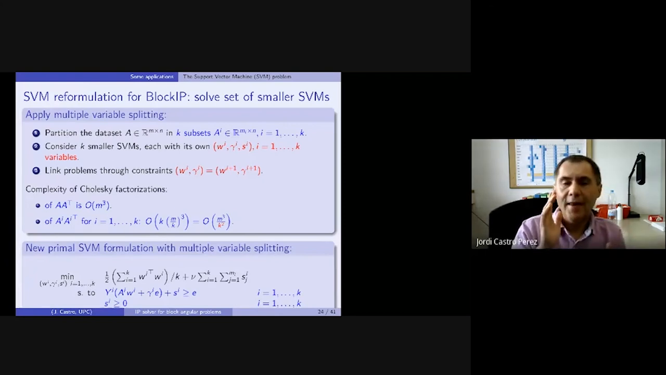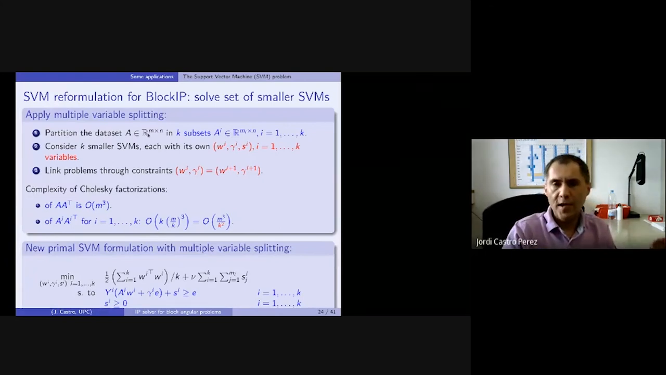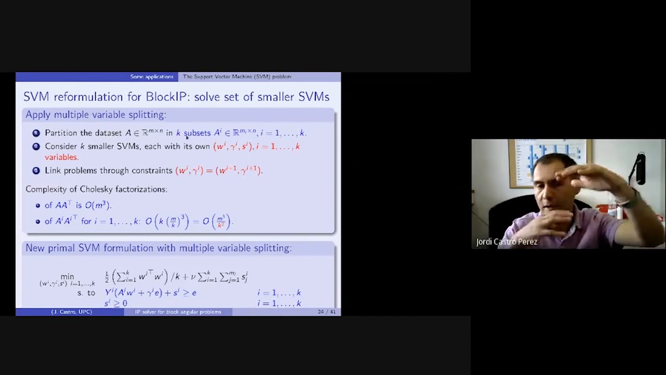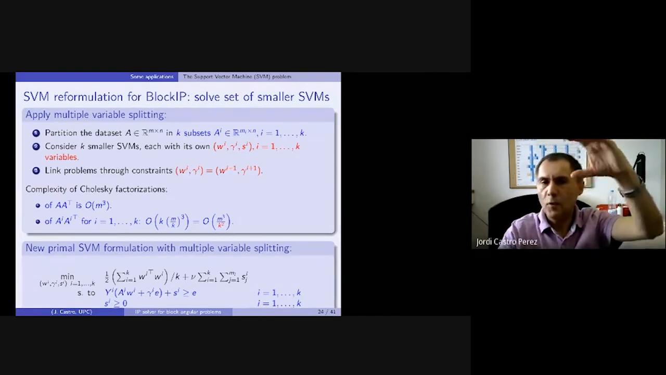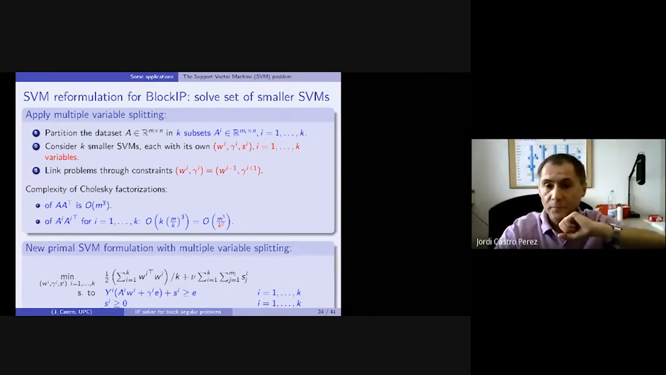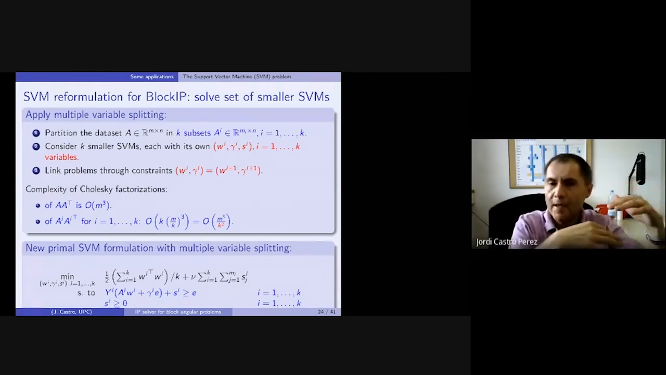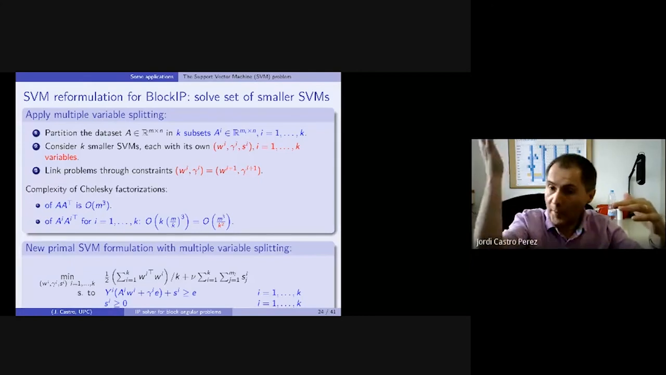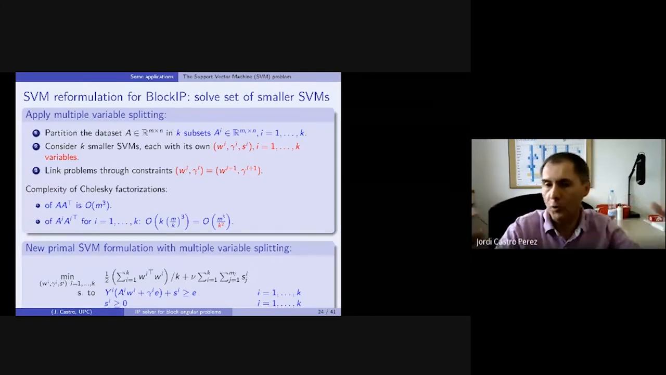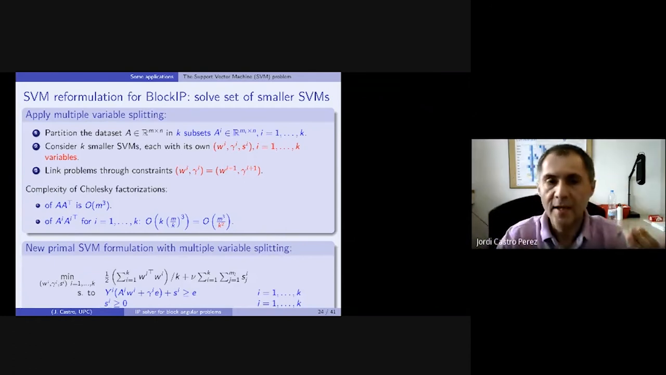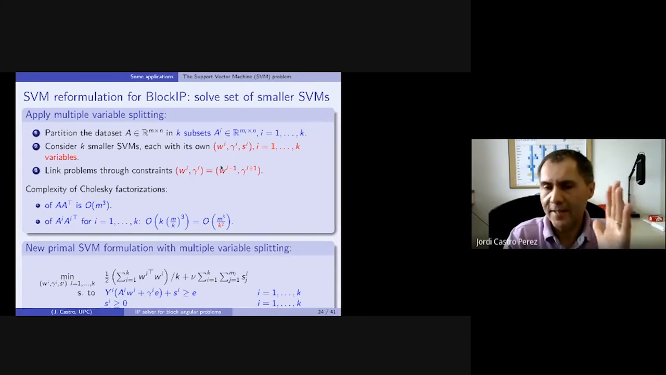The idea is, let's suppose that you have a database with n points and you split the database in k parts. So you divide your database of n points in k smaller parts. That means that you solve k different support vector machine problems, each with a subset of points, but of course we want the support vector machines computed to be the same for all the subsets because they all come from the same set. So we can add this linking constraint. That's the idea. Take A, split it into different parts, the smaller support vector machines.